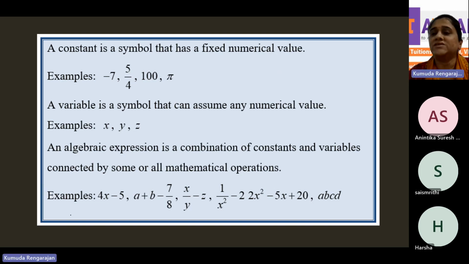So now we need to understand another term called polynomials. All right. So constants, variables. Now these make an algebraic expression, a combination of constants and variables connected by some or all mathematical operations is an algebraic expression. Now next, polynomial. What do we understand by the term polynomial?